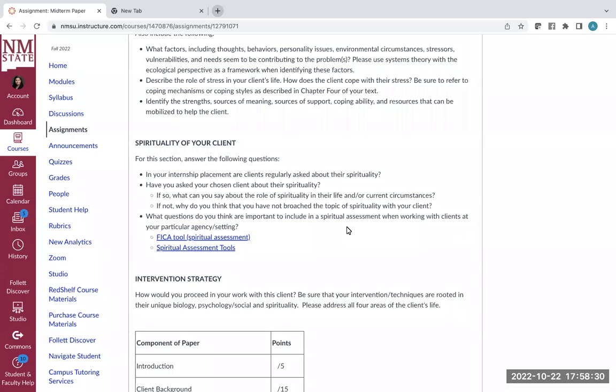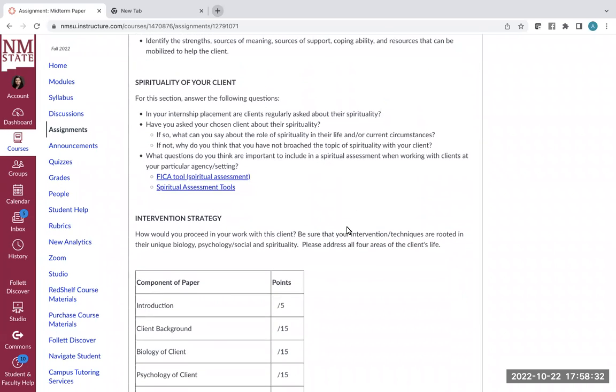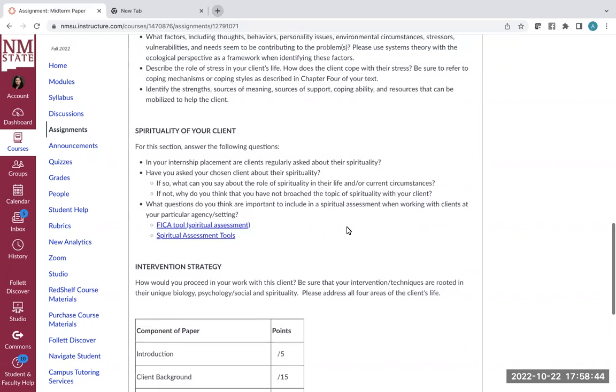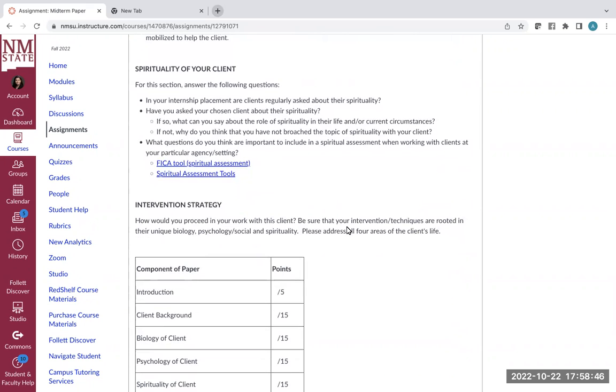So for example, if your client is experiencing poverty or discrimination, how will you help your client advocate for themselves? The same with spirituality. How will you use spirituality as a way for your client to find a source of meaning or support system within their spirituality?